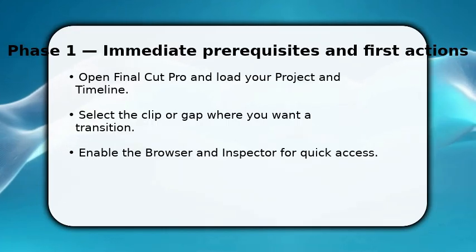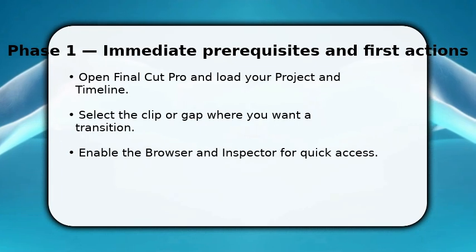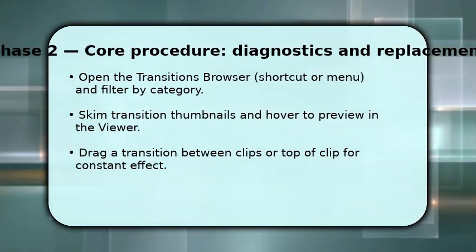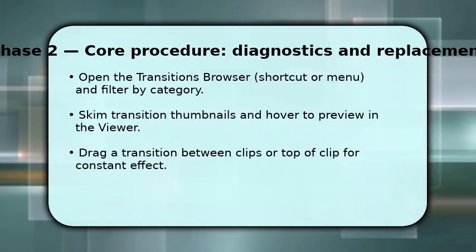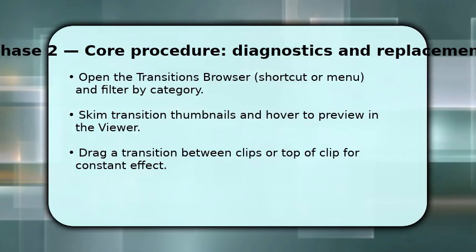Now move to the Transitions browser to pick a style. Once inside the Transitions browser, filter by type, dissolves, wipes, or stylized to narrow choices quickly. Hovering thumbnails previews motion in the viewer so you can judge timing and style before applying.